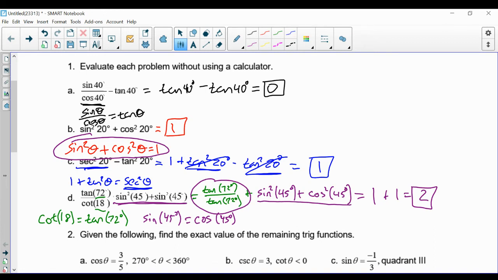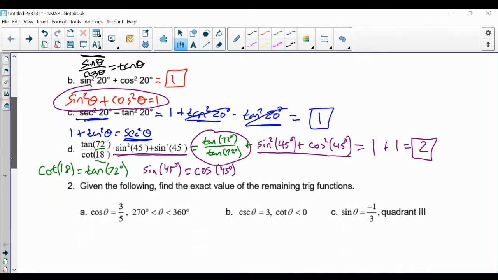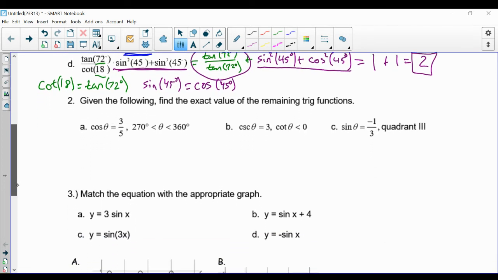Okay, so there's our different properties. There's also the even-odd property, which was not on here. Was there any others that we didn't use? I guess we didn't really use the reciprocal property, but those ones I feel like you guys are pretty good with at this point. All right.